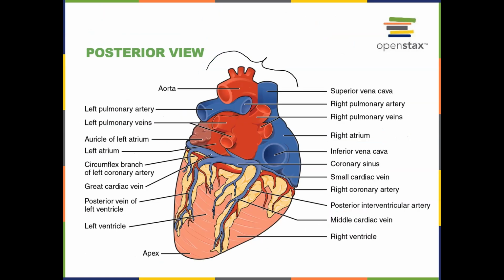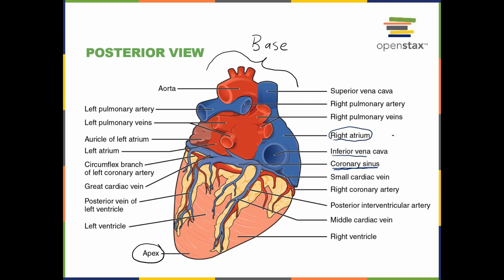The superior region is the base of the heart, and the apex of the heart is pointing off inferiorly and to the left side. We can see the coronary sinus, which drains deoxygenated blood from the coronary circuit into the right atrium.